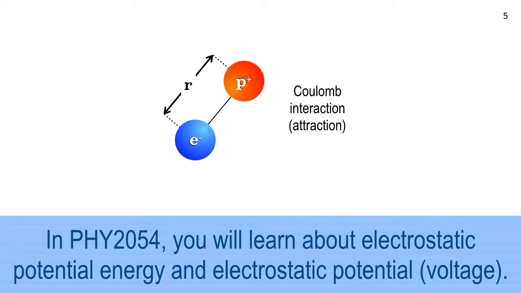And that is what you will learn in Physics 2054, probably in the first few weeks. So you have all the tools now to tackle electrostatic potential energy and electrostatic potential, which is different. That's what we call voltage. It's not exactly the same as potential energy, but it is related to it. And why is that important?